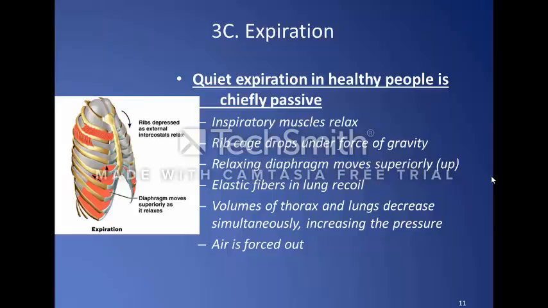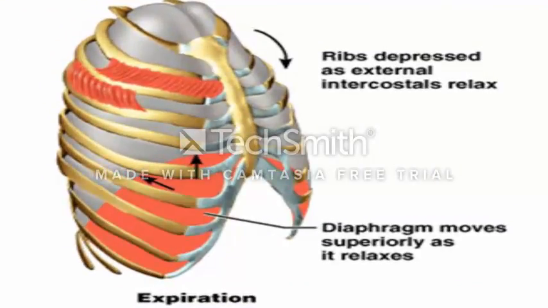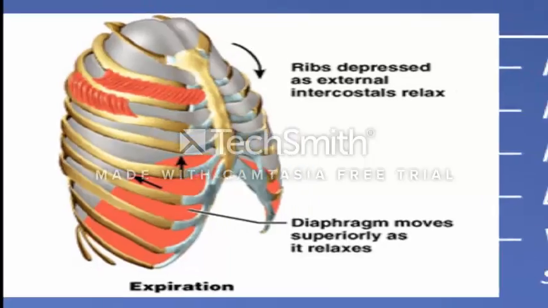Quiet expiration in healthy people is chiefly a passive process. There is relaxation of the inspiratory muscles. The rib cage drops under the force of gravity, the diaphragm relaxes and moves upwards, and elastic fibres in the lungs recoil. Consequently, the volume of the thorax and the lungs decrease, and this increases the pressure, forcing the air out of the lungs.